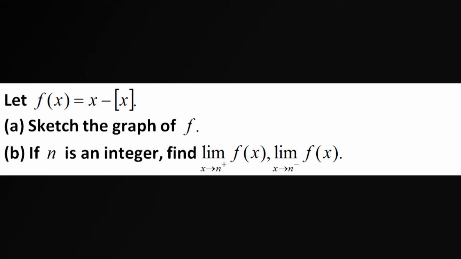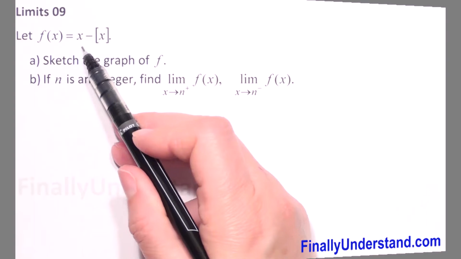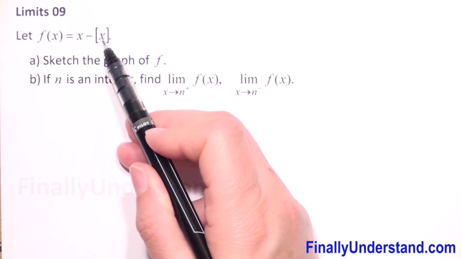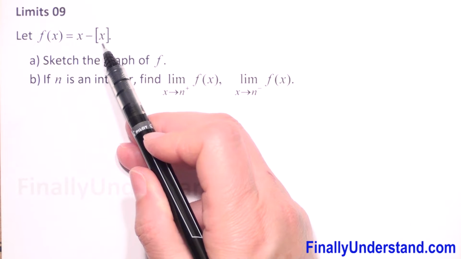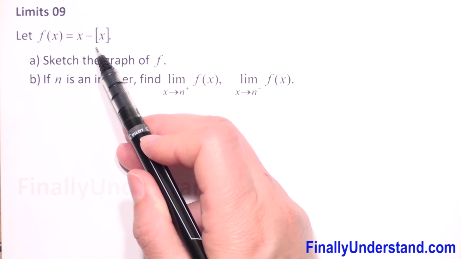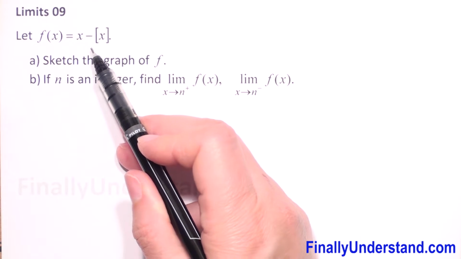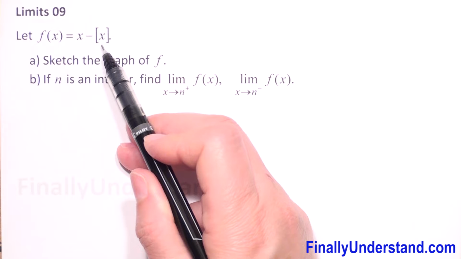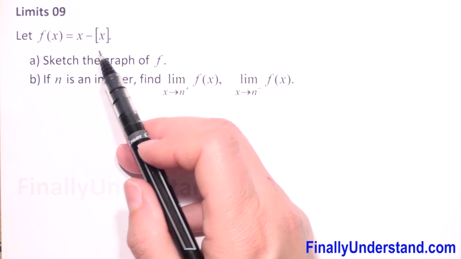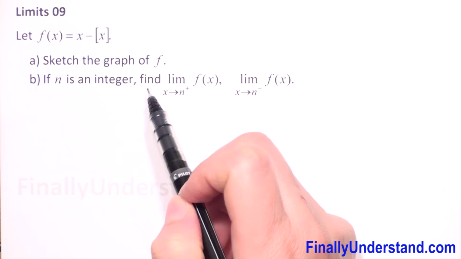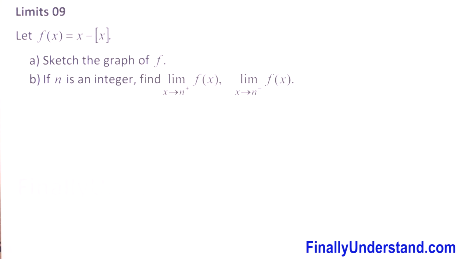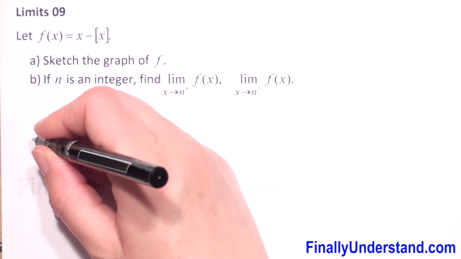We have a given function f. This function is equal to x minus, in brackets, x. It means we have to take the largest integer that is less than or equal to x. So first we have to sketch the graph. To sketch the graph we need a few points. So let's draw the table.